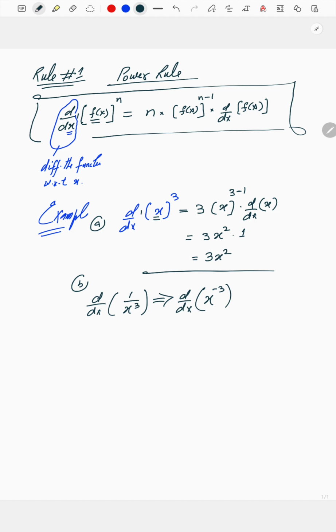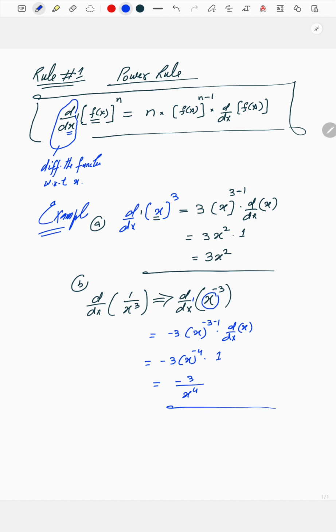Now we have this function whose power is minus 3. So applying the power rule, as the coefficient is 1, 1 times minus 3 is minus 3. We will write the function and make 1 less from the power. And the third step, differentiate again with respect to x the function, only the function, right? So we will see minus 3 x raised to power minus 4, and dx by dx comes to be 1. So my final answer is this.